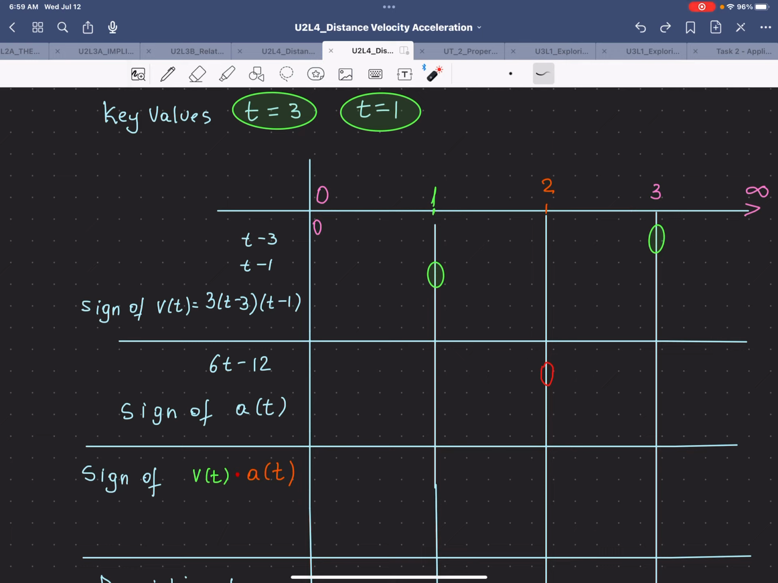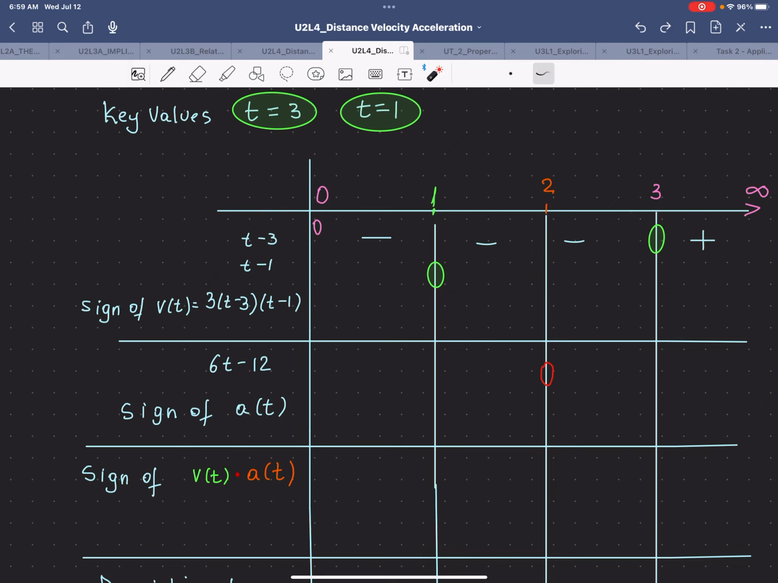the sign. So t minus 3 then will be negative for any value that is to the left of 3 because t minus 3 is an increasing linear function. So it starts negative, and once it hits the 0, it will become positive. So the values will be negative for any t less than 3 and positive for any t greater than 3.